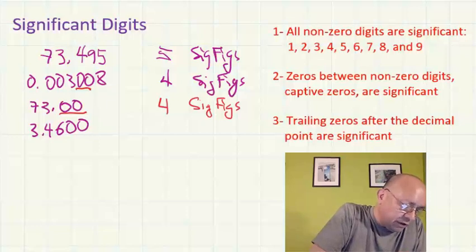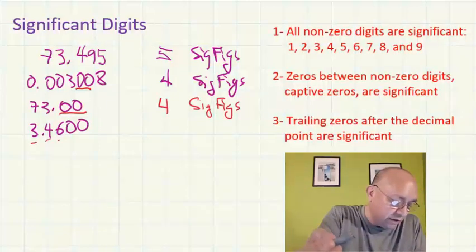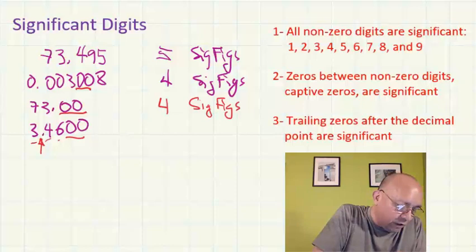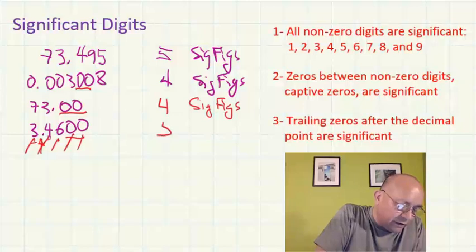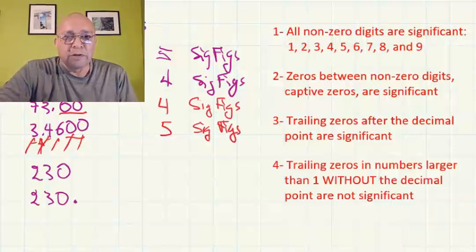And in the other example, these 3, 4, and 6 are significant because they are non-zero digits. And then these two zeros are significant too because they are after the decimal point. So here we have 1, 2, 3, 4, 5 significant figures. Rule number 4.